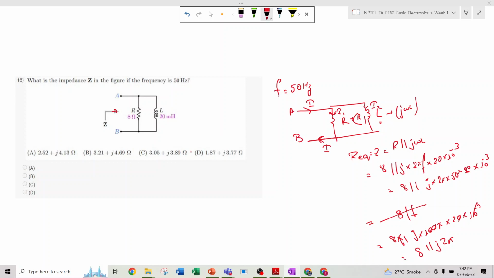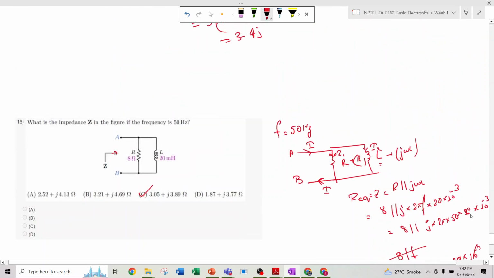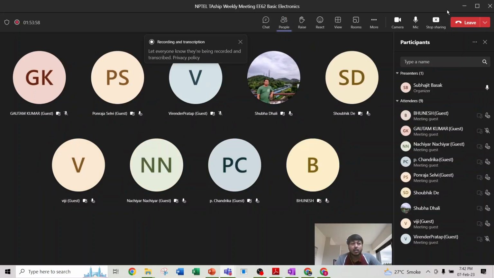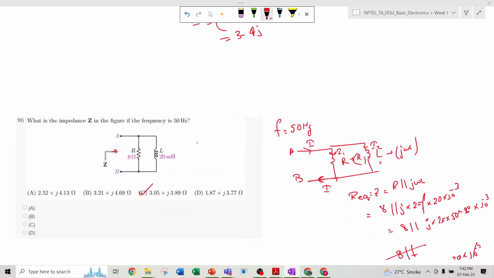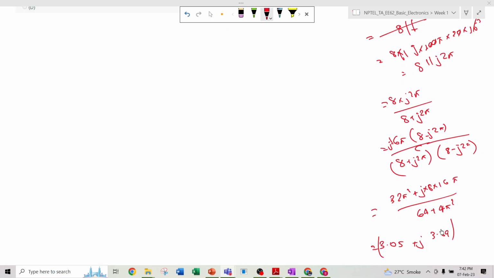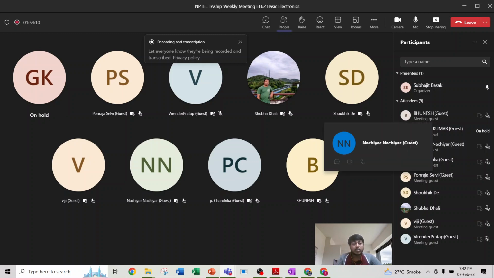So it will be 3.05 plus j 3.8. So answer C will be the correct answer. Do you have any doubt regarding this session? Because it was the last assignment question, I will solve one extra problem also, one interesting problem. Before that, do you have any doubt regarding what we have taught today?